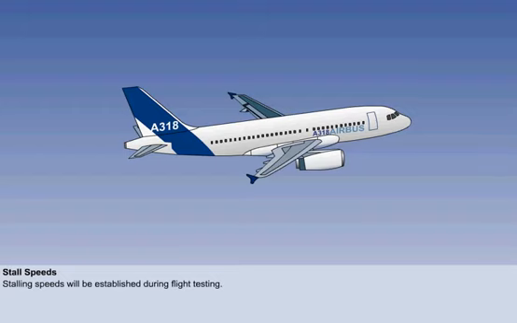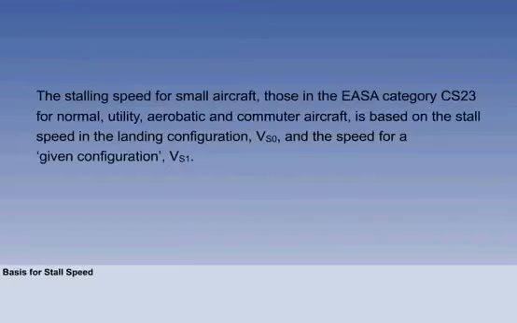During the flight testing that takes place before type certification, prototype aircraft are stalled, and the stalling speeds established for inclusion in the flight manual. The stalling speed for small aircraft, those in the EASA category CS23, for normal, utility, aerobatic and commuter aircraft, is based on the stall speed in the landing configuration, VS0, and the speed for a given configuration, VS1.